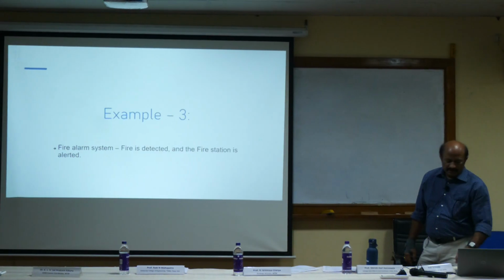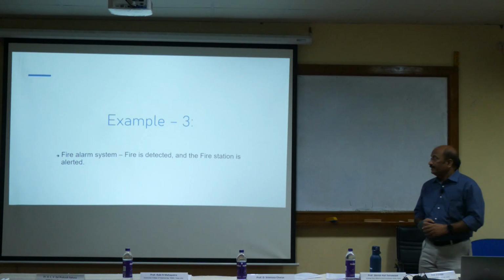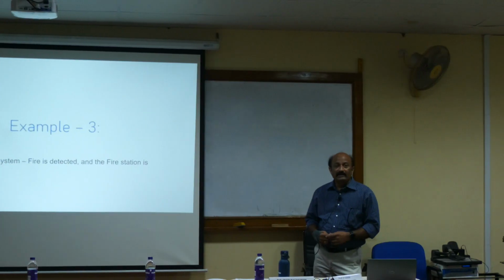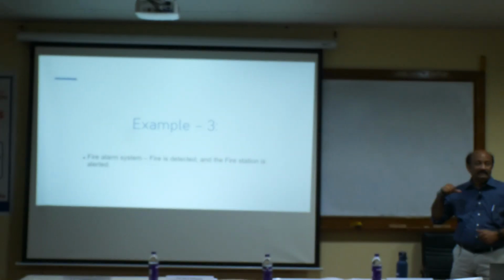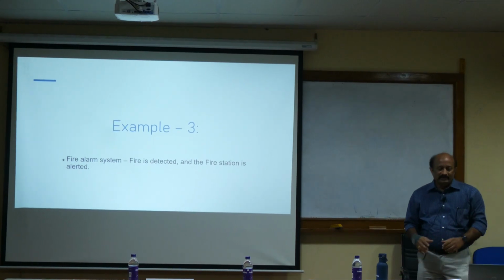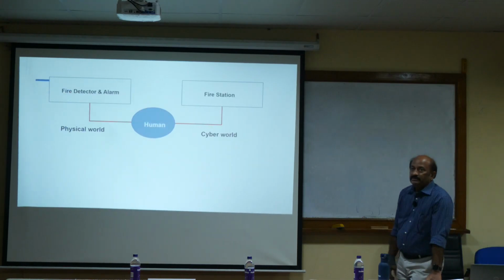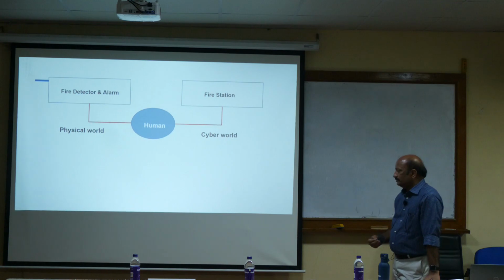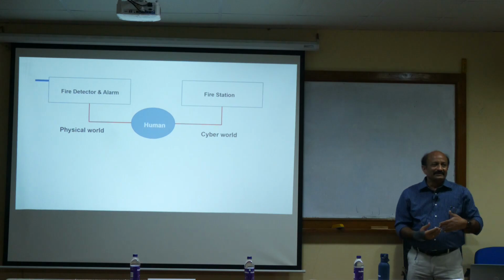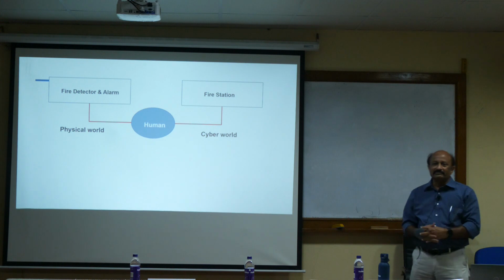Right? So now let us move on to a third example. The third example is a fire alarm system where a fire has to be detected and it has to be informed to the fire station so that they'll come and put out the fire. Right? So in this case, if you try to see carefully, whenever there is a fire, a human being will try to see that. He takes his mobile and calls up and says that there is a fire to the fire station, and they'll come, they'll ask you exactly the location where it is, and they'll come and put out the fire.